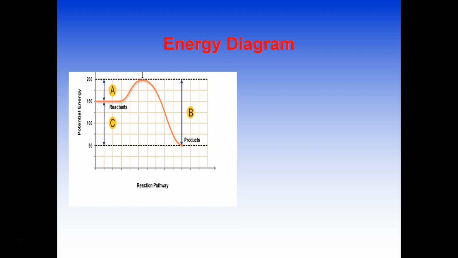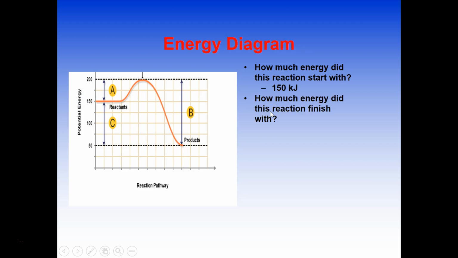Now I want you to try it on your own. You see our pathway right here in our energy diagram. Up first, I want you to tell me how much energy this reaction started with. Okay, you should have gotten 150 kilojoules, found right over here. As far as how much this reaction finished with, you should get 50, way down here.